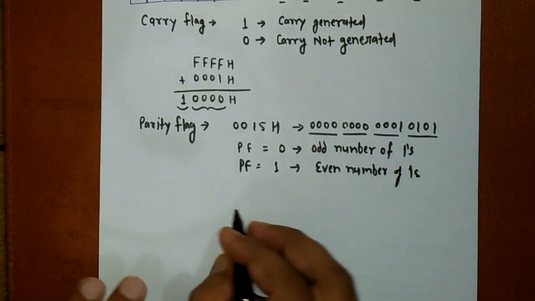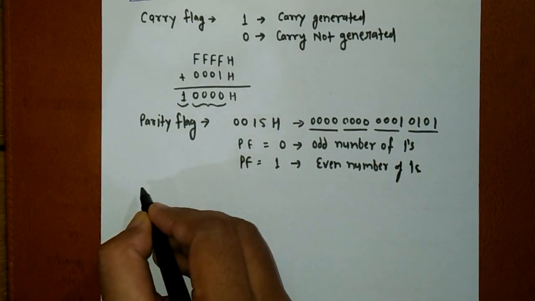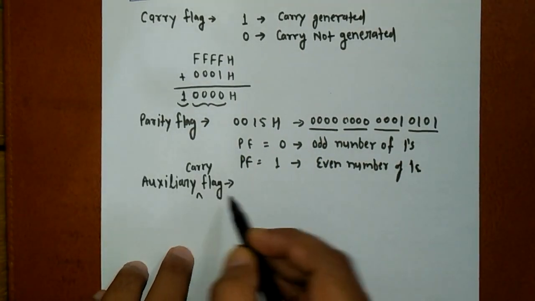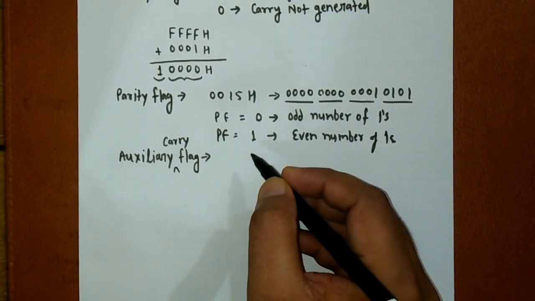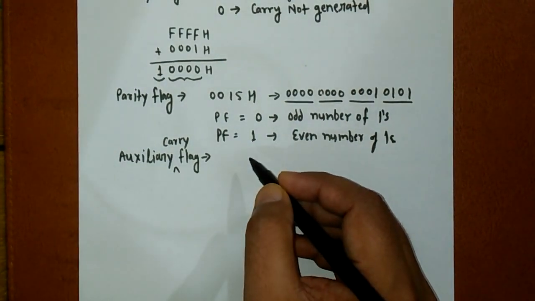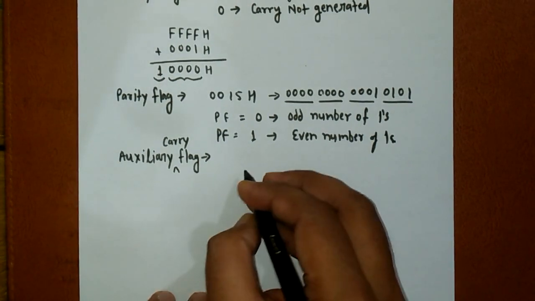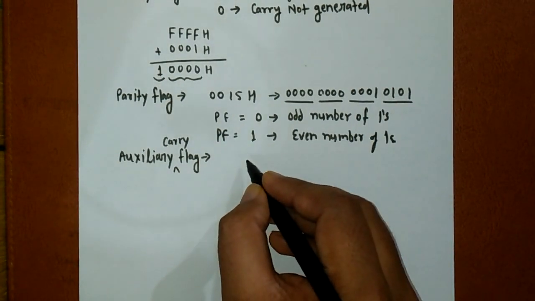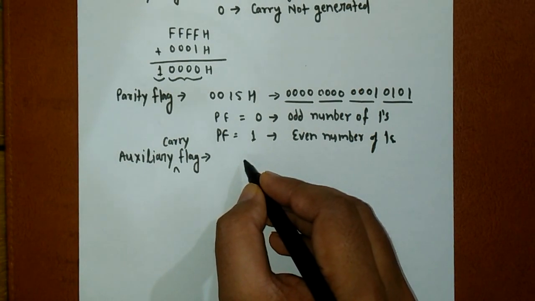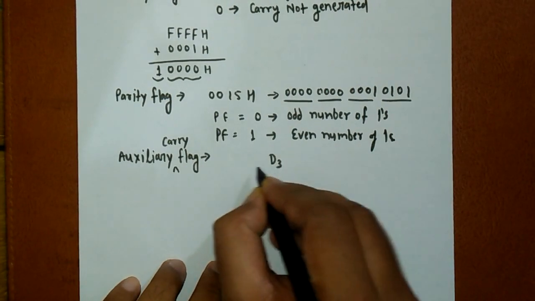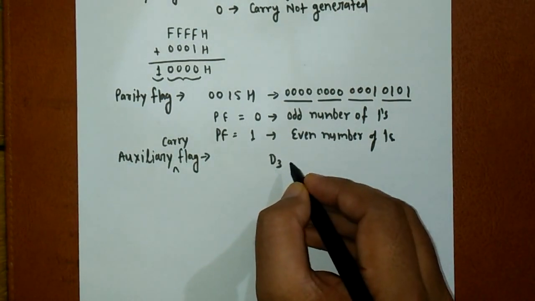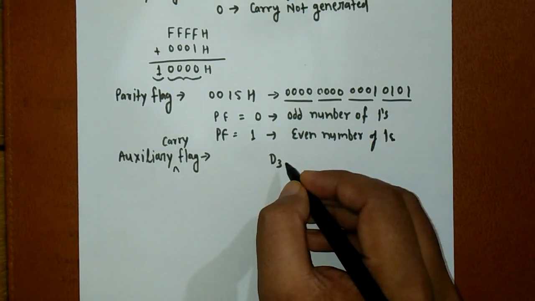So the next flag is auxiliary flag. This is the auxiliary carry flag. If you are performing some addition or subtraction operation, there is a possibility that there is a transfer of 1 or carry in between the D3 and D4 bits. We represent any number like D0, D1, D2, D3. I am taking an example of 8 bit right now.